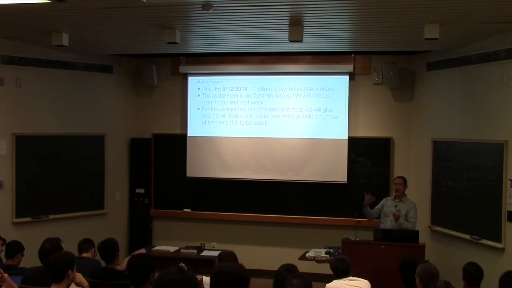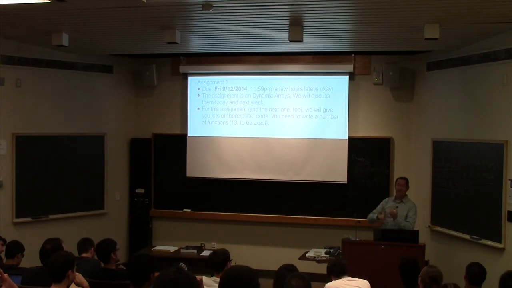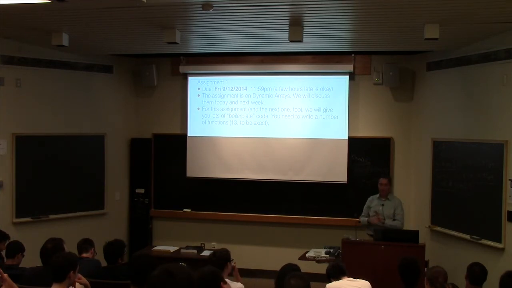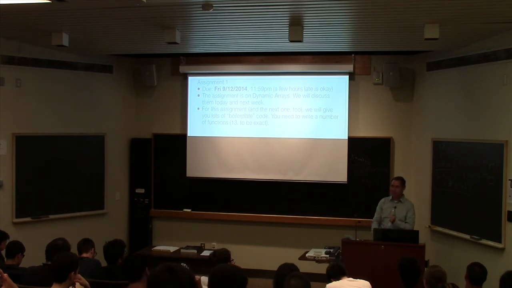As we go along, I will give you less and less boilerplate code. Eventually, I will give you a .h file that says, here's the interface. These are the functions you have to write. Go write them, right? So it's going to get a little harder as we go along. The first assignment, I don't want to be too overwhelming. Okay? Questions on that? Yeah.